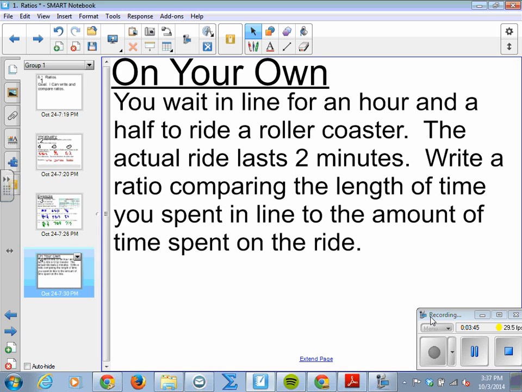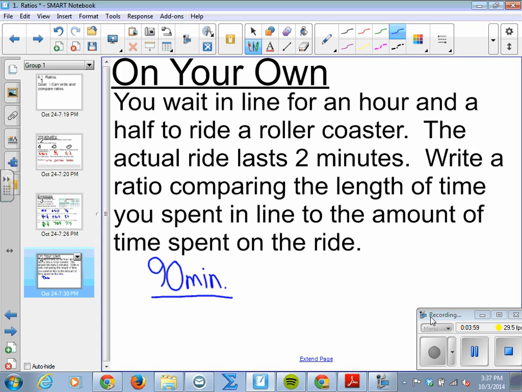So, if we're in line for an hour and a half, that is actually 90 minutes. So in line, we have 90 minutes. Never hurts to label. And the actual ride was 2 minutes long. Lowest terms, we'll leave it as 45 minutes in line, 1 minute on the ride.